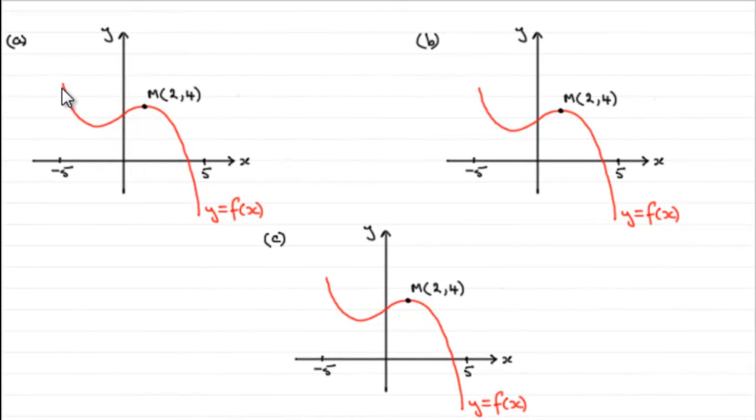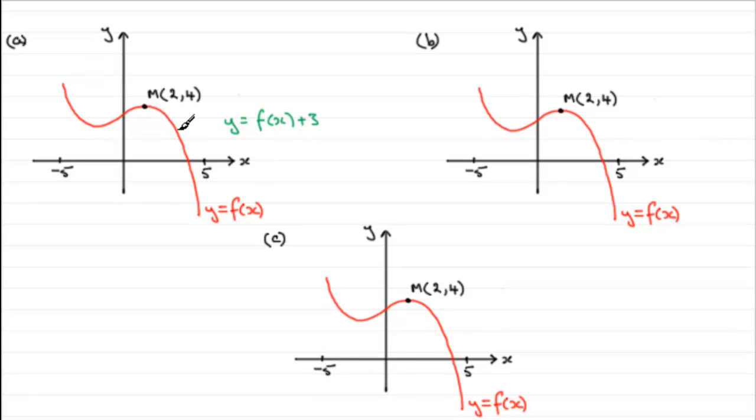Okay, what I've done here is draw all of the three graphs of y equals f of x, and we start in the first diagram with having to draw the new graph y equals f of x plus 3. So what would this do to any graph?